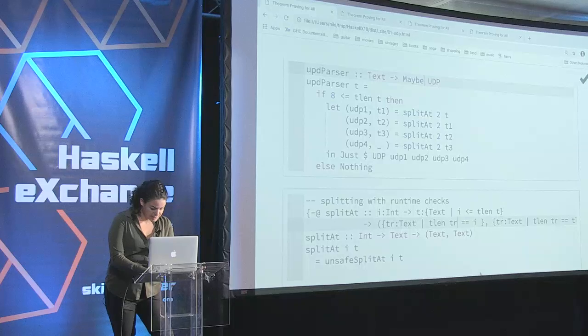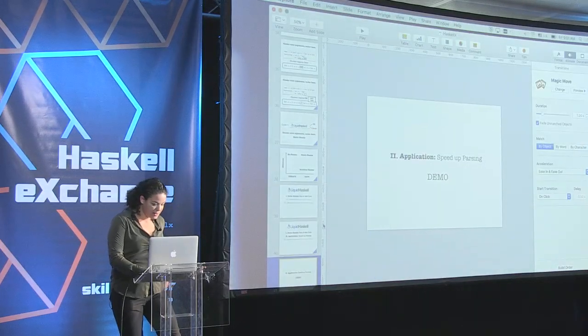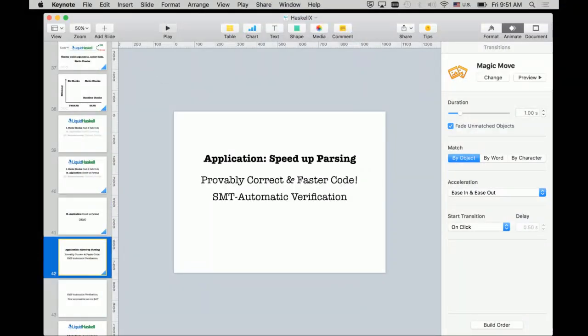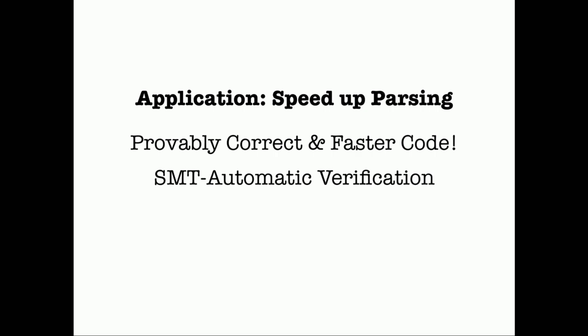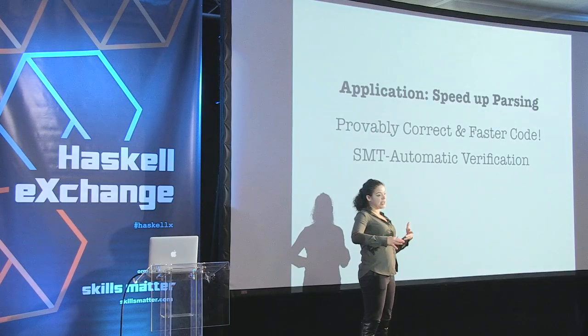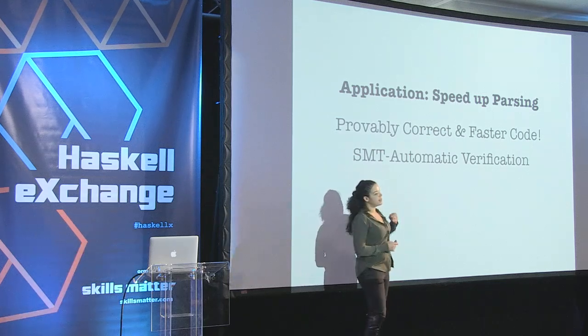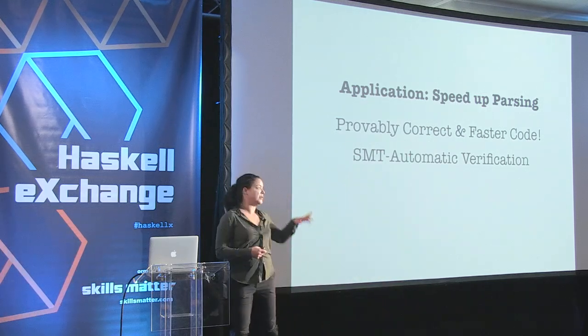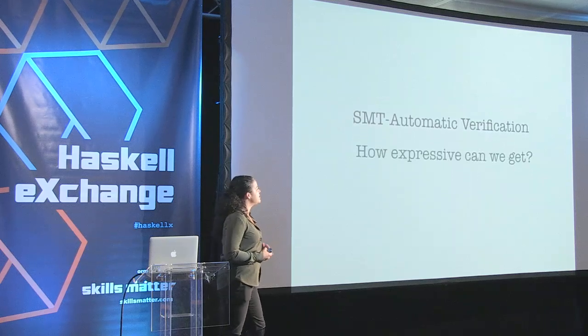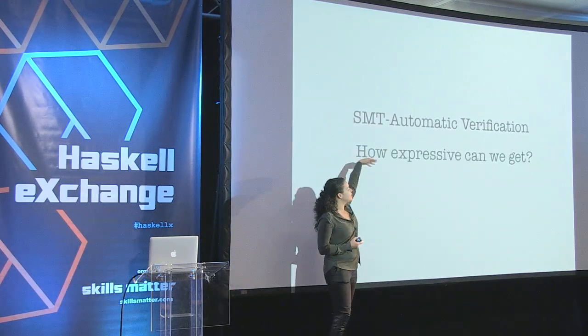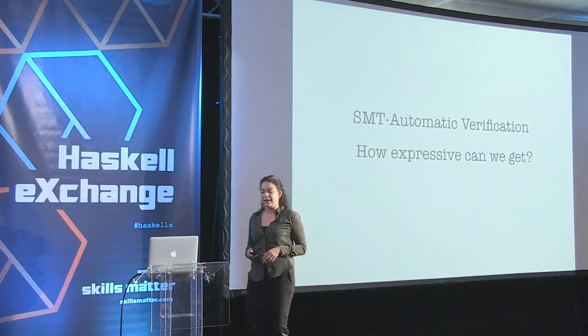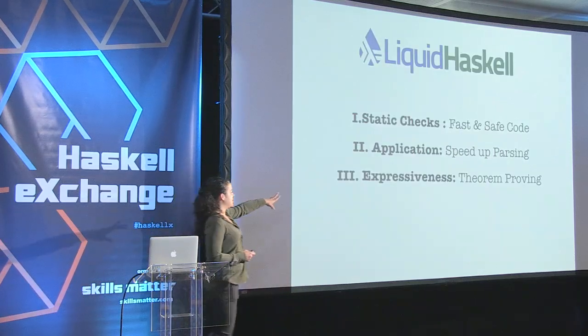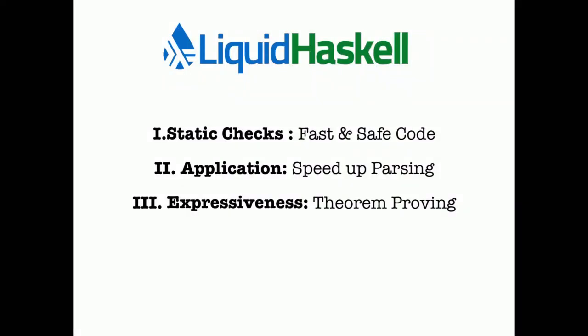Okay, let me go back. So yeah, we used LiquidHaskell to have code that is provably safe, statically safe, and it's also fast because we can use all these checks to eliminate runtime checks, and all the verification happens automatically for you using this SMT solver. And a question that often arises is, using this SMT solver, how expressive can you get? Which takes me to the expressiveness part of the talk.